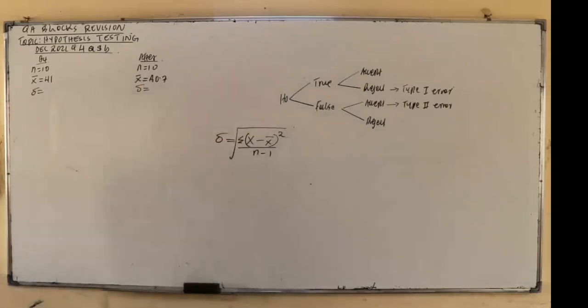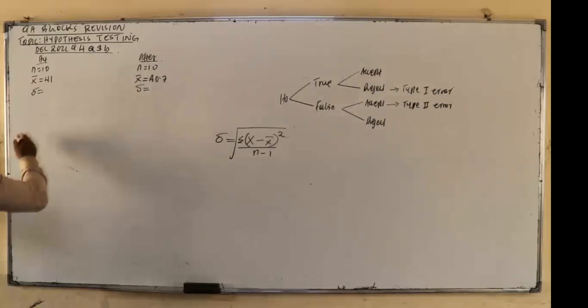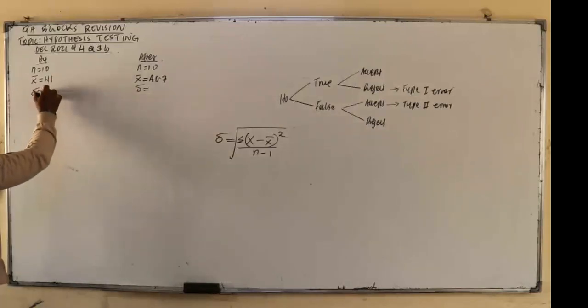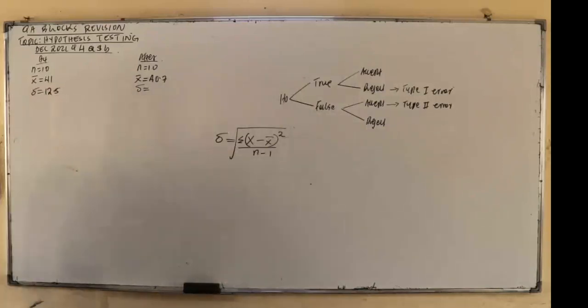Press shift again, number 1 again. Then give me the standard deviation. For the standard deviation, you press 3. Use the one for 3. Press 3 equals. How much is the standard deviation? 12.5.